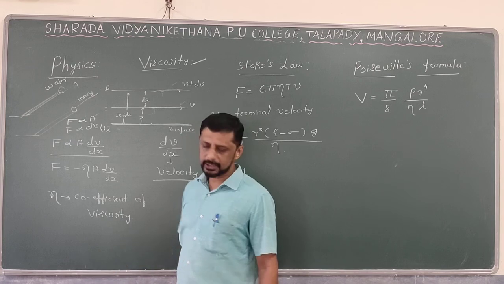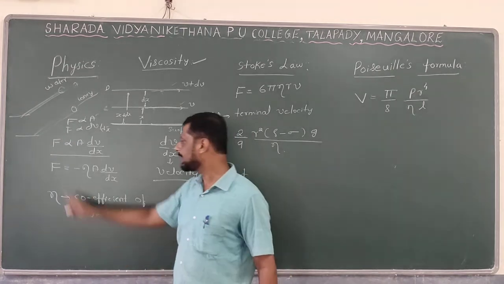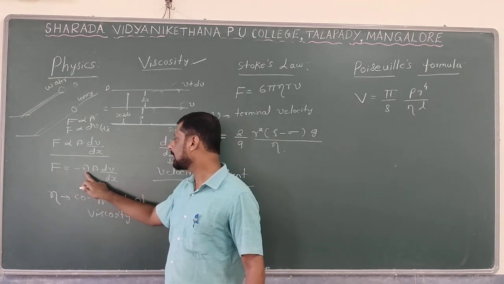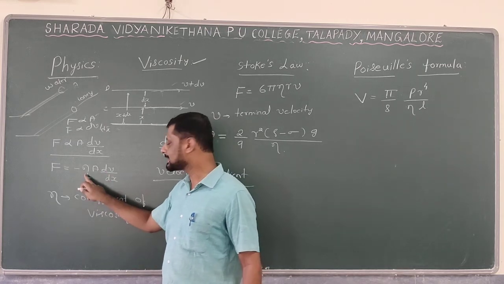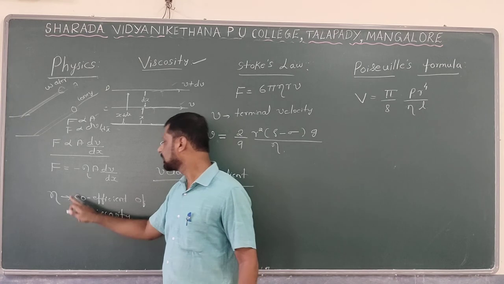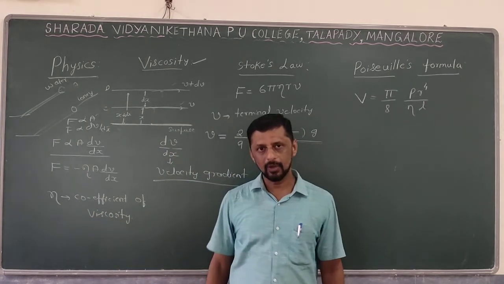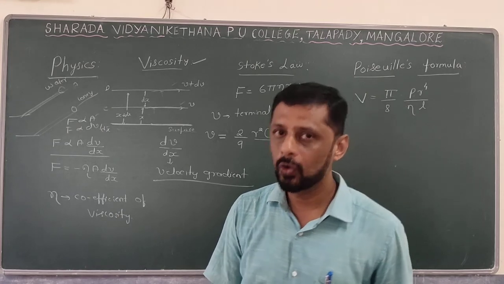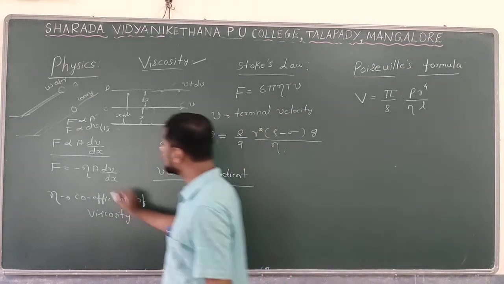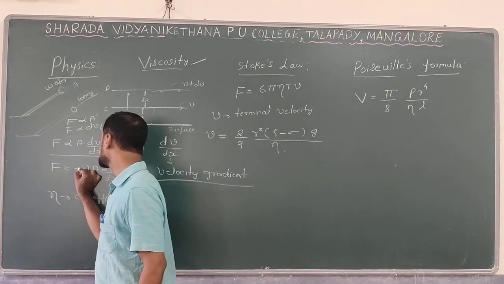In terms of a constant of proportionality, you can write F is equal to eta into A into dV by dx, where eta is a constant for a given liquid which is called the coefficient of viscosity. And there is a negative sign in this expression.